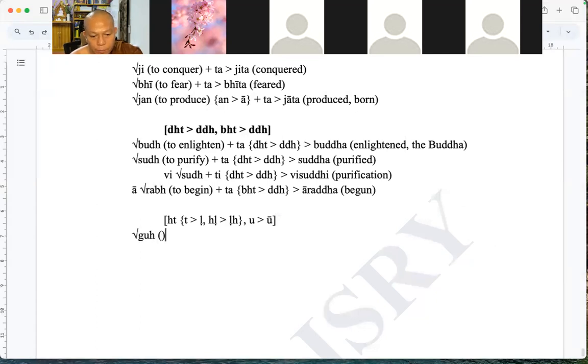Ru gu ha means to hide, and the past participle da. So here, firstly, da is changed to la, and then ha and la change their position as la ha, and then u becomes la in this way. So gu la means hidden.